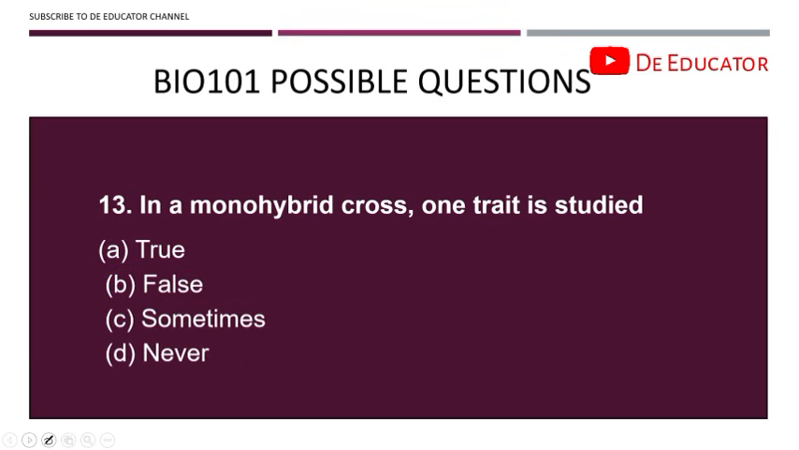Alright, so next question. In a monohybrid cross, good, we're already getting to the parts I love. In a monohybrid cross, one trait is studied: true, false, sometimes, never. When you see monohybrid, there are two crosses, monohybrid, and then we have dihybrid. See, biology is so simple and sweet. So for monohybrid, it just means that you are crossing with one trait. Just one trait. So this is true. For dihybrid, you are crossing two traits.